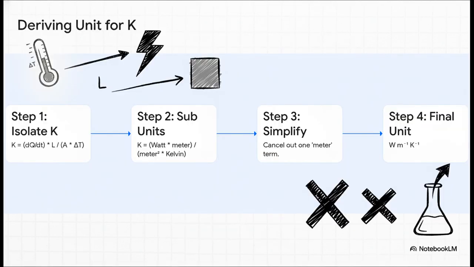So how do we actually find the unit for K? It's pretty straightforward. First, you just do a little algebra to get K all by itself, easy enough. Next, you plug in the SI units for every single variable. So, watts for power, meters for length, meters squared for area, and Kelvin for temperature. You'll see 1 meter on top cancels with 1 on the bottom. A quick cleanup, and there you have it, watt per meter Kelvin.